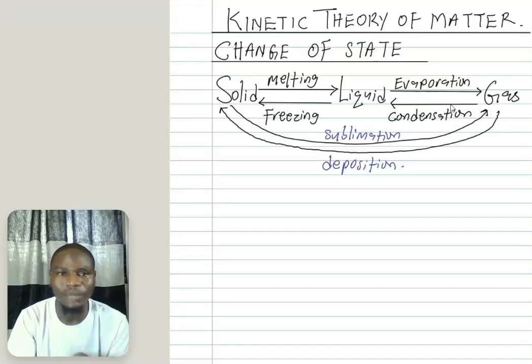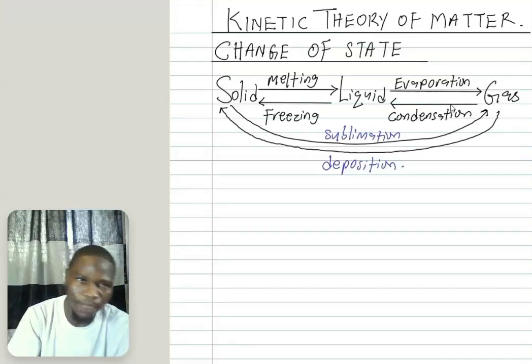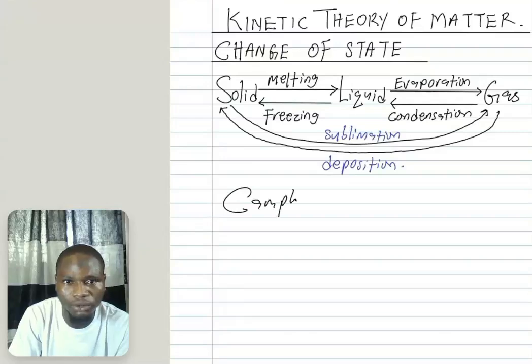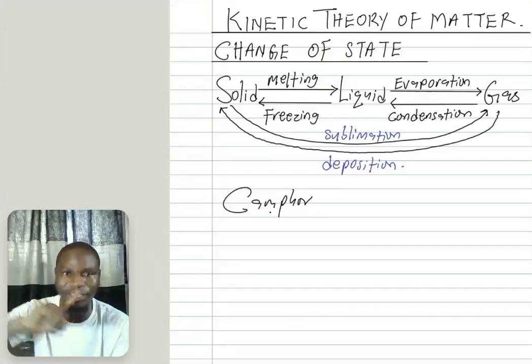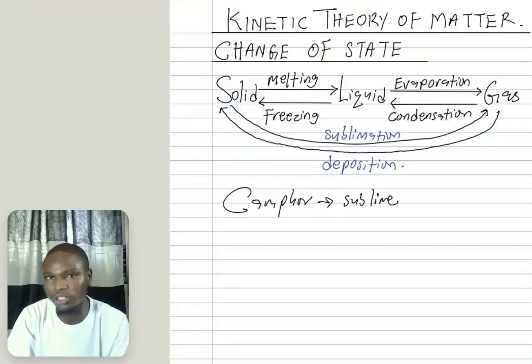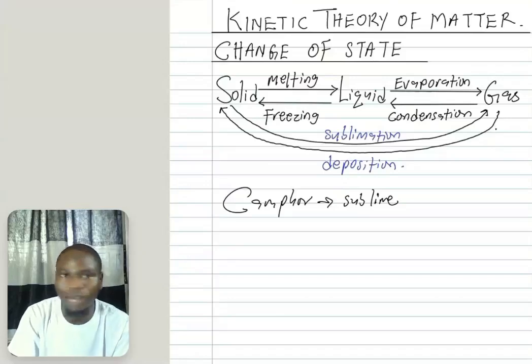That is it. Now, there are some solid substances that don't exist in liquid state. Let me give you some of them that we use majorly at home. Look at camphor, the one used to chase cockroaches in your cupboard. Camphor cannot exist as liquid. It goes from solid directly to gas. This type of solid is called a sublime solid. This comes from sublimation, which means the change of solid directly to gas without passing through the liquid state. That is called sublimation.